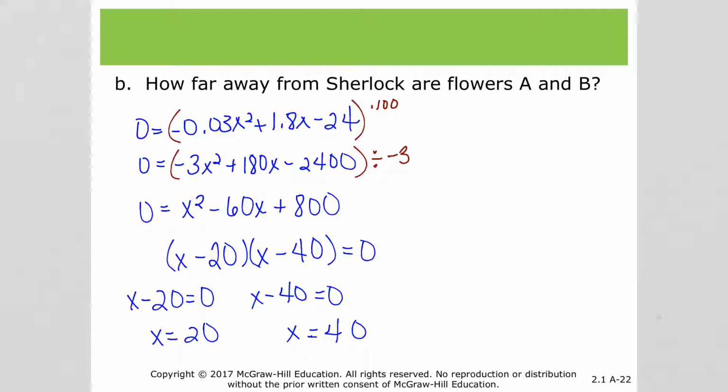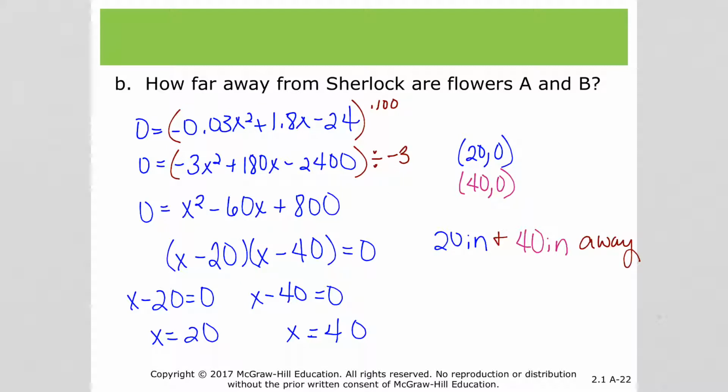So we've got our two x-intercepts at (20, 0) and (40, 0). So we can say that the ball is first 20 inches away and 40 inches away. Okay?